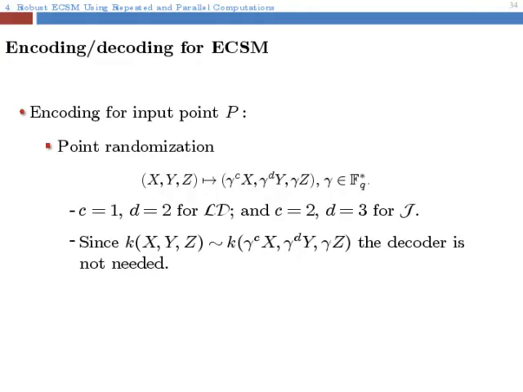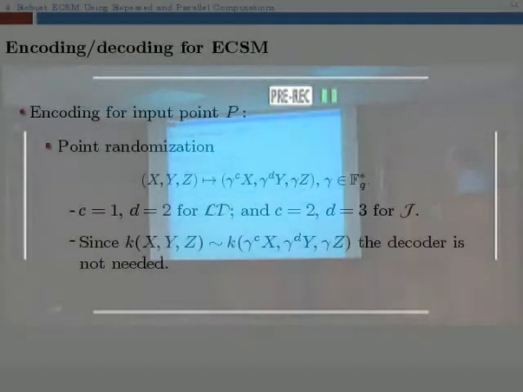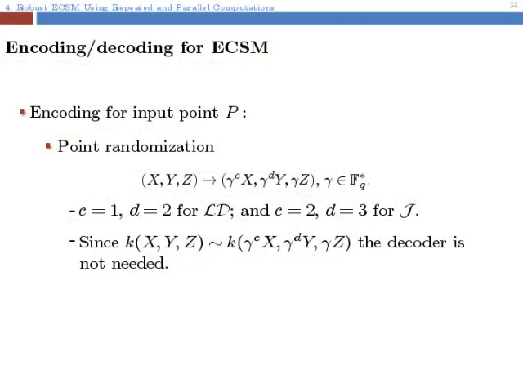If we have that, we can use this encoding process for the input point. We can use a randomized version of the original point. How to do that? For example, in Lopez-Dahab projective coordinates, we can do only these operations and we obtain a randomized version of this point. We can use that concept.